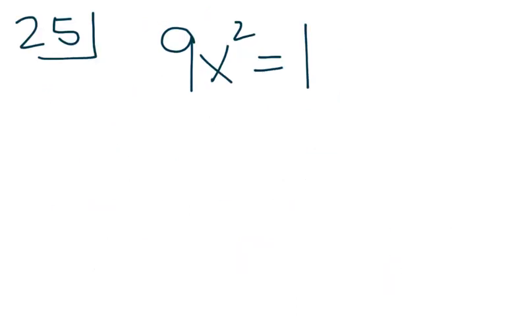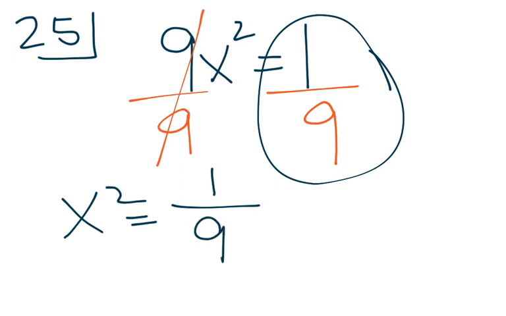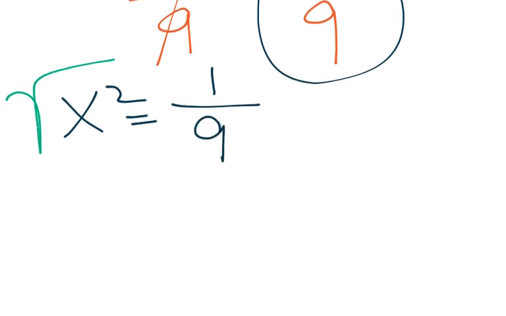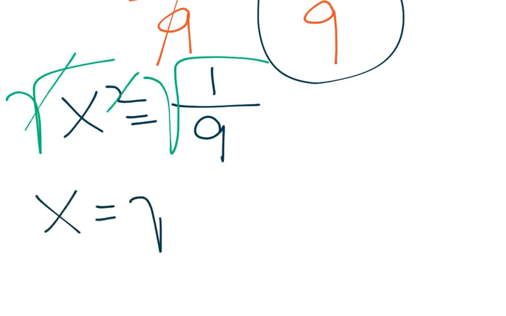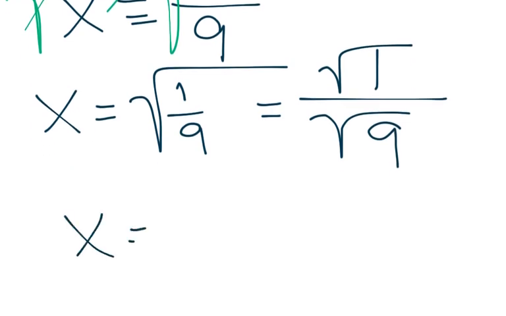Number 25. 9x squared equals 1. So since this x is being multiplied by 9, we want to do the opposite of multiplying to both sides, which is dividing. So these cancel out, so we have x squared equals, and we're going to leave this as a fraction, 1 over 9. Okay, now we want to find the square root of both sides, so this cancels this out, so x equals the square root of 1/9, which is the same as the square root of 1 over the square root of 9. Now the square root of 1 is 1, and the square root of 9 is 3. So x equals positive or negative 1/3.